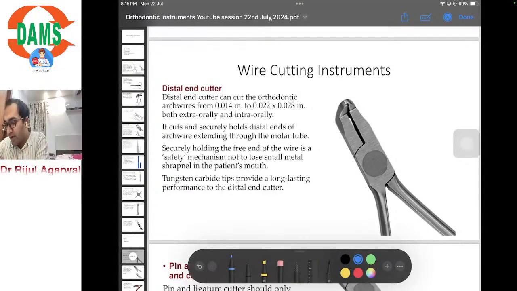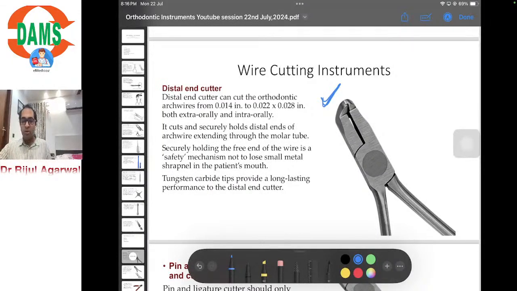This is the distal end cutter. This instrument has been asked a number of times in the INI exam. Distal end cutter. You can know from the name, it is used to cut the distal end extension. The wire which gets distally extended from the last banded or bonded tooth is cut intraorally so that it does not hurt the cheeks of the patient.